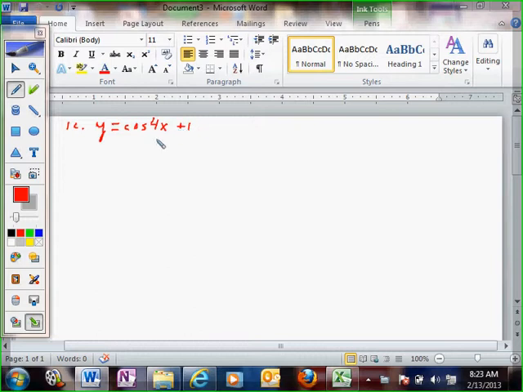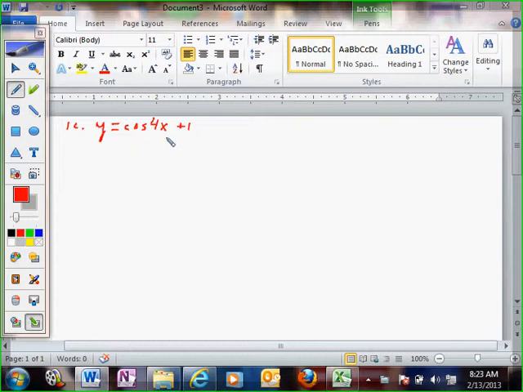Okay, so before you even get started, you should be able to look at this problem and kind of see what's going on and where you're headed. You know that there's going to be a horizontal shrink or stretch because there's a number in front of x. And you know that there is not going to be any kind of a vertical stretch or shrink because the number in front of cosine is 1.